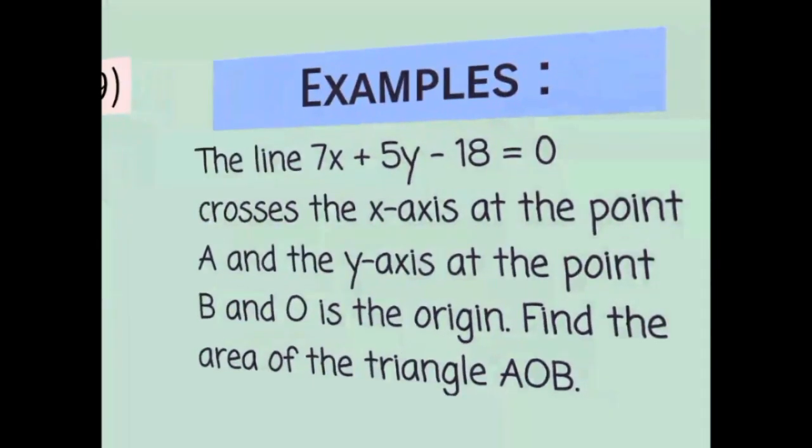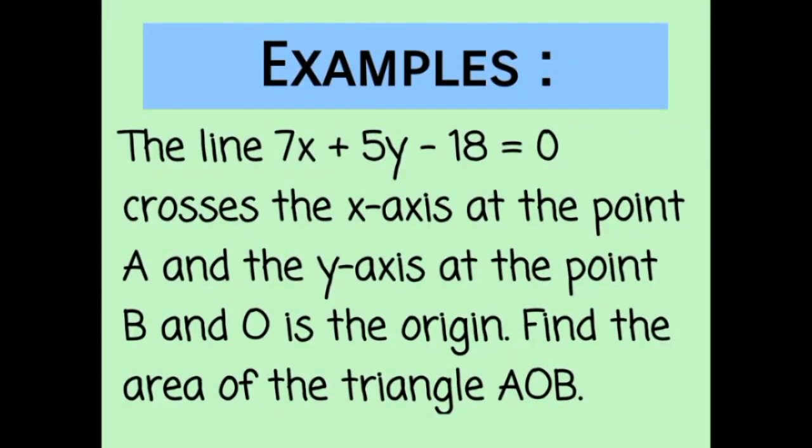The line 7x plus 5y minus 18 equal to 0 crosses the x-axis at the point A and the y-axis at the point B, and O is the origin. Find the area of the triangle AOB. So first, let's find the coordinates of A and B.